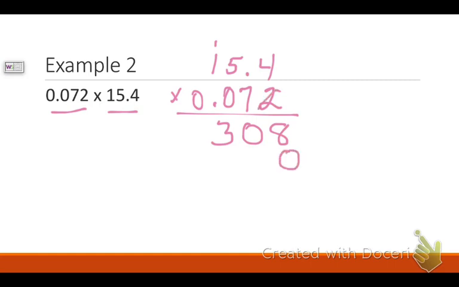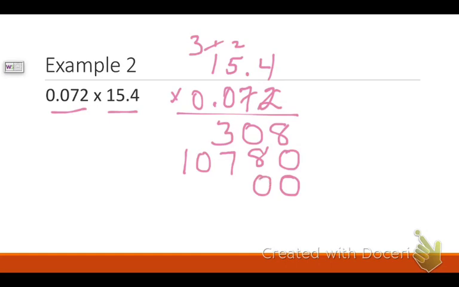Let's put a 0. 7 times 4 is 28. Carry the 2. 7 times 5, 35 plus 2 is 37. Cross out that 1, put a 3. 7 times 1 is 7 plus 3 is 10. Done with the 7. Put 2 zeros.